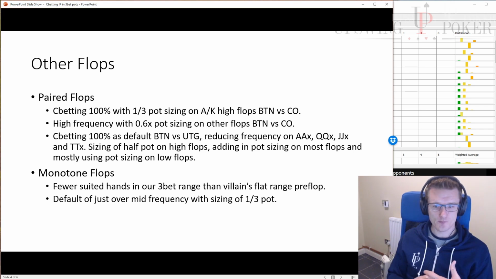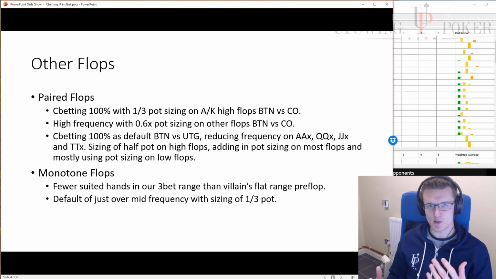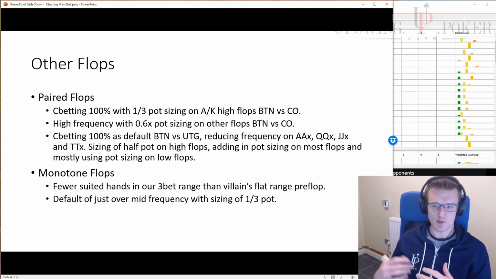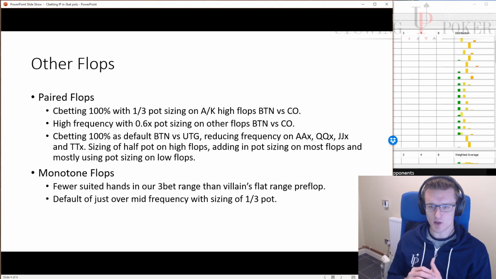So monotone flops, we have fewer suited hands in our 3-bet range than our opponent's flat range pre-flop. So I'm not going to bother bringing the ranges up, but just to sort of explain that a bit, we've got 45% of our range pre-flop is suited hands compared to 51% of our opponent's range when we're button versus under the gun. So a slight disadvantage there, and then it's even a little bit more button versus cutoff, so 45% versus 54% of our pre-flop range being suited hands. So doing even a little bit worse there.